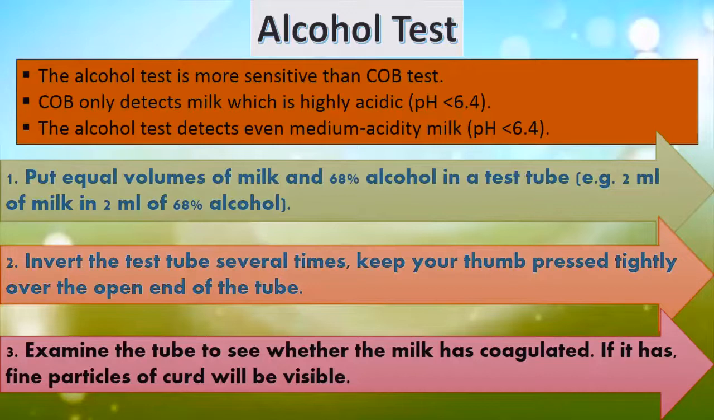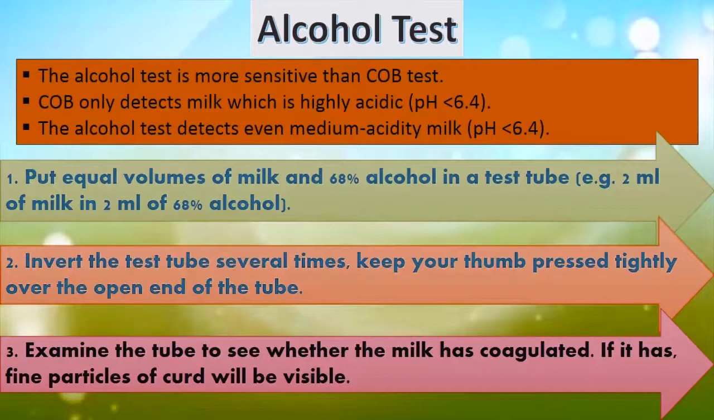Here, the colostrum and the mastitic milk may also fail the alcohol test. For example, first take 2 ml of milk and add 2 ml of 68% alcohol to the milk sample. Invert the test tube several times, keeping your thumb pressed tightly over the open end of the tube.